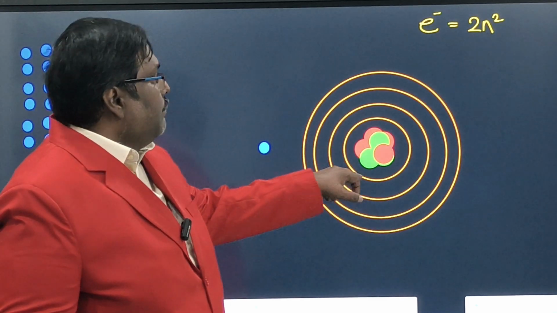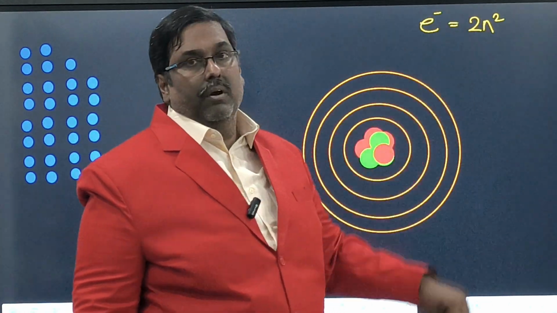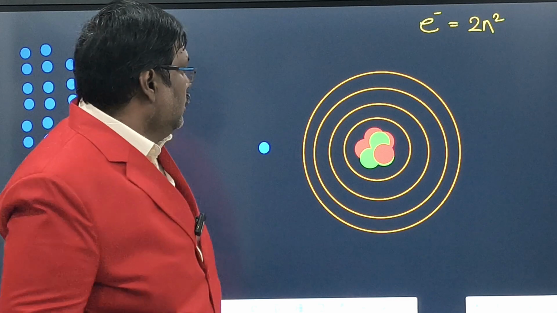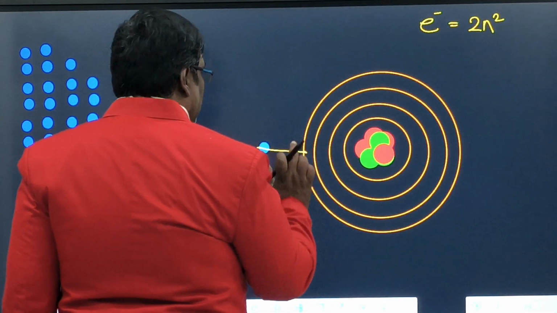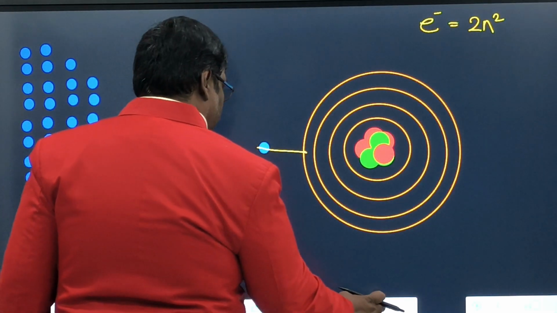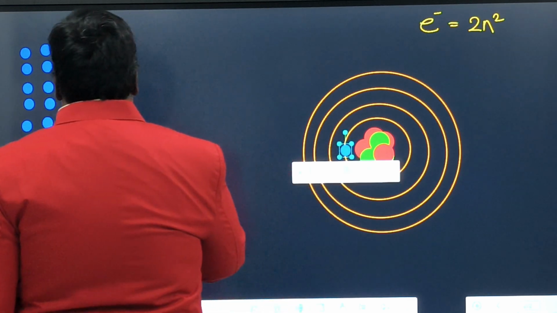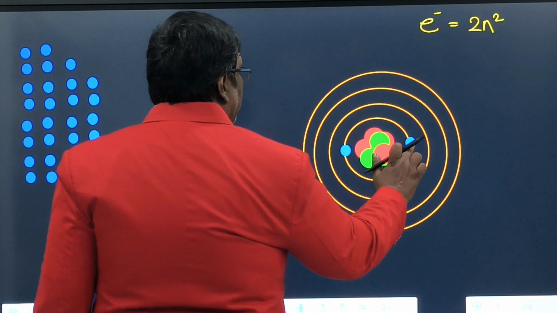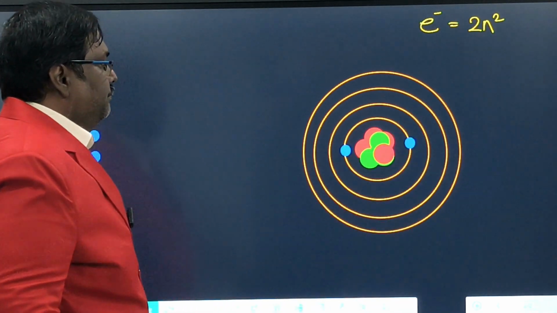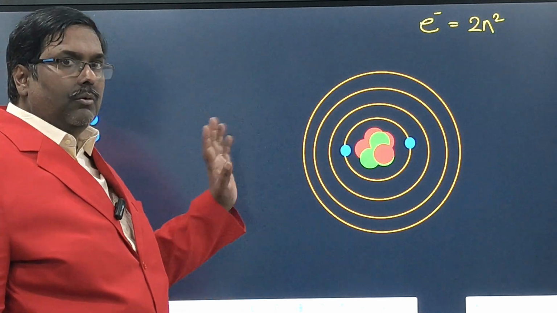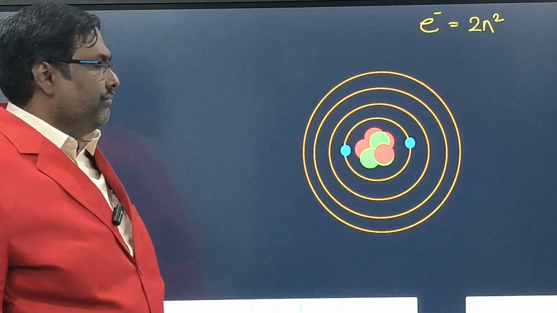So first orbit will be 2n square. N is the number of the orbit. First orbit is 1. So 2 into 1 square is 2. So we will keep 2 electrons in the first orbit, that is the K orbit. So only 2, it is a very close orbit, so only 2 can fit in all atoms.